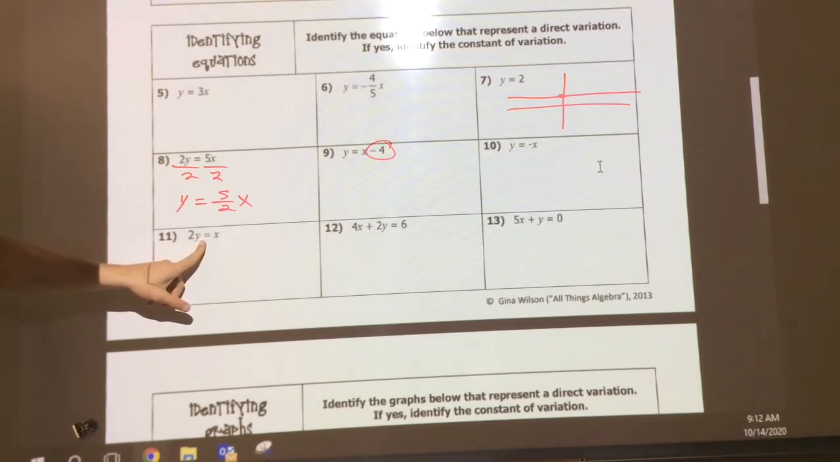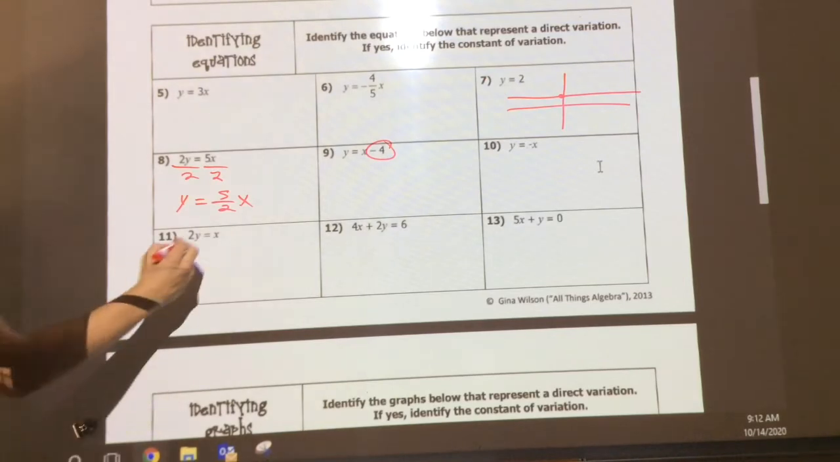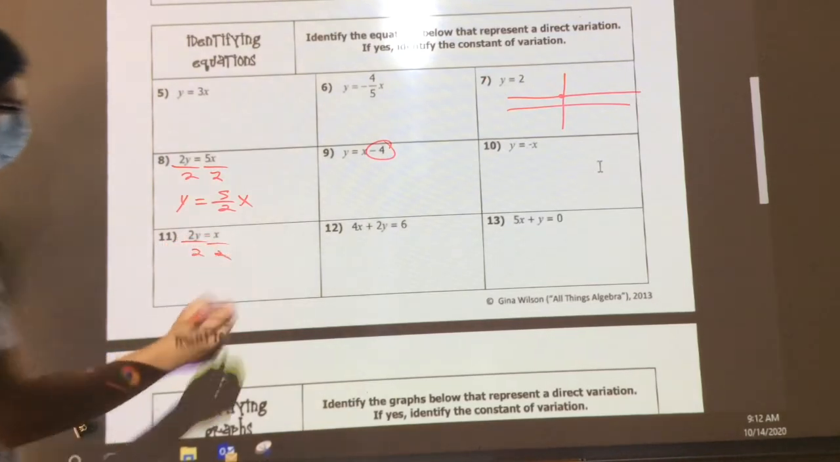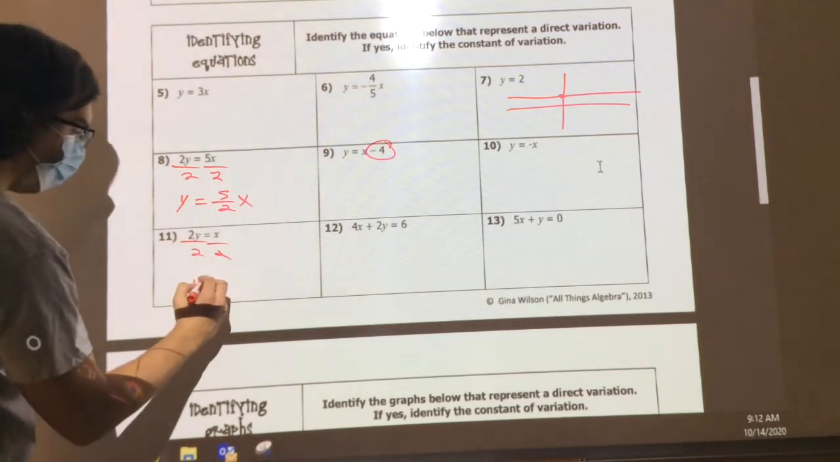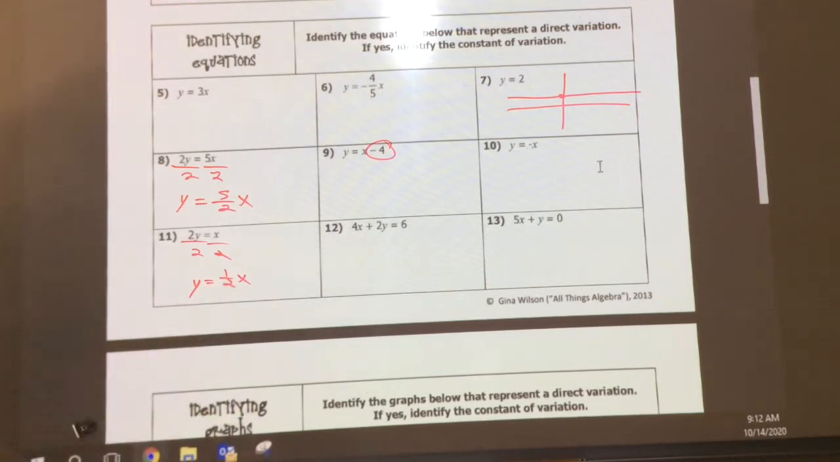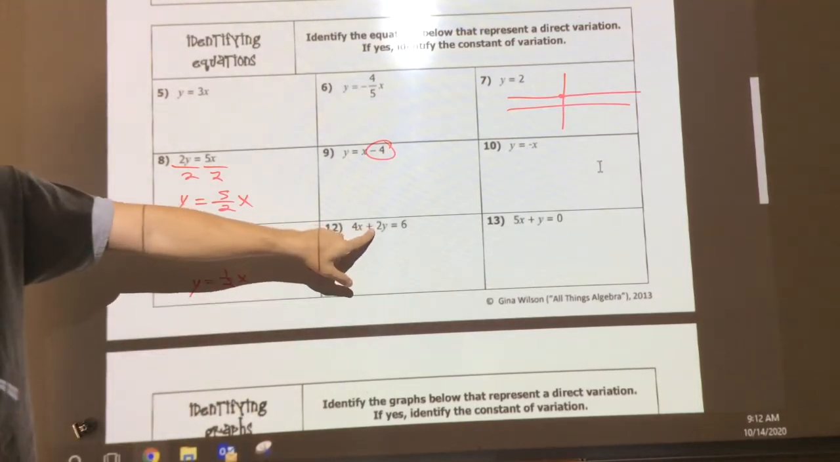Right here, not in good enough form yet. What do I do to this problem to figure out if this has direct variation? Not -2, Zandy, because they're being multiplied. We're doing the inverse operation here. So it's division. We're going to have y equals 1 over 2x. Direct variation? Yes.